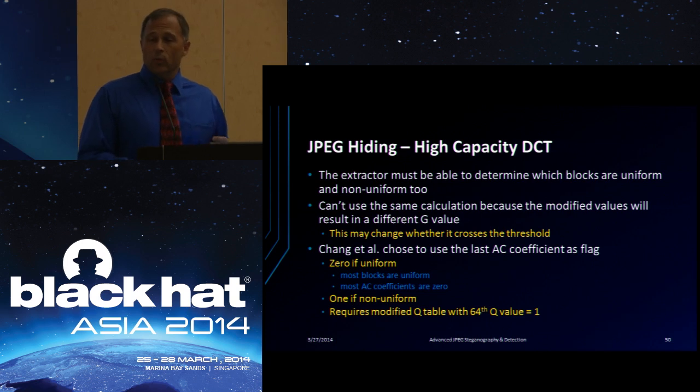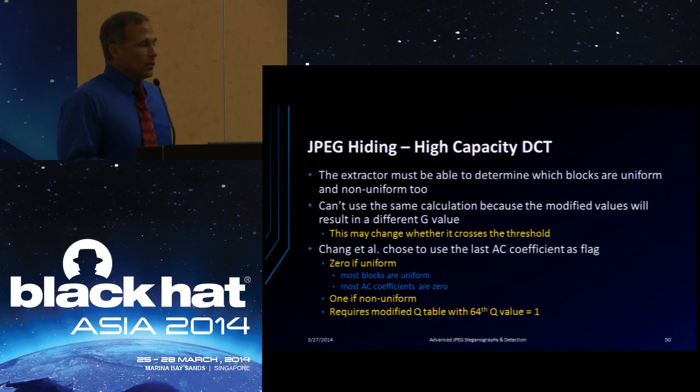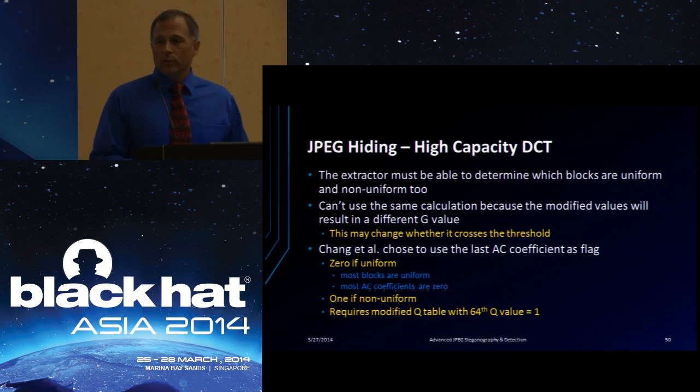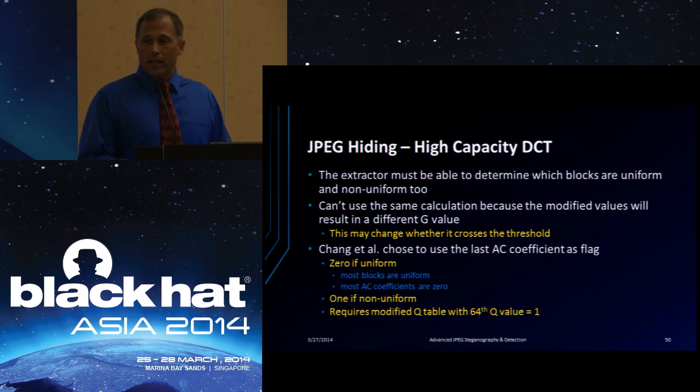or not this block is uniform or non-uniform, which I don't like, because if you have a JPEG and there's a 1 in that value of the quantization table, that's a big red flag that there's something going on here. There's never supposed to be a 1 in that high frequency coefficient quantization table value.